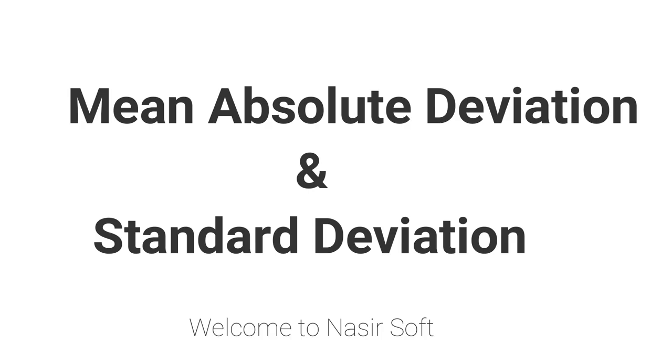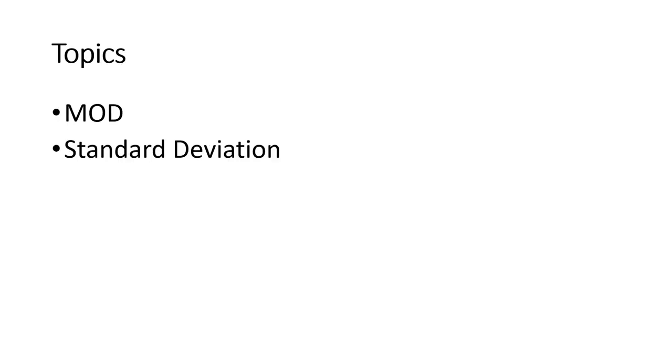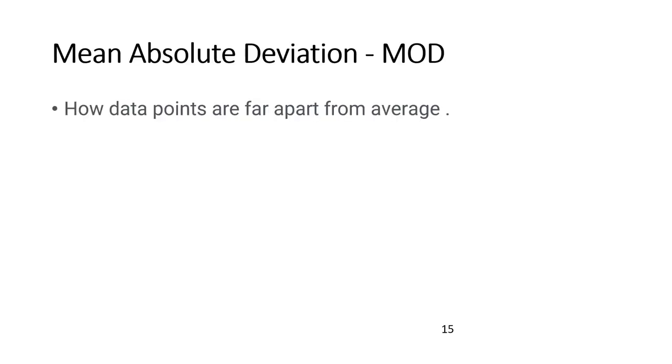So I will show you step by step with an example. After that, you will be able to learn both of these topics. So let's start with the mean absolute deviation. Basically, when we talk about deviation, it means how far apart the data points are from the average. Okay, so what does it mean?